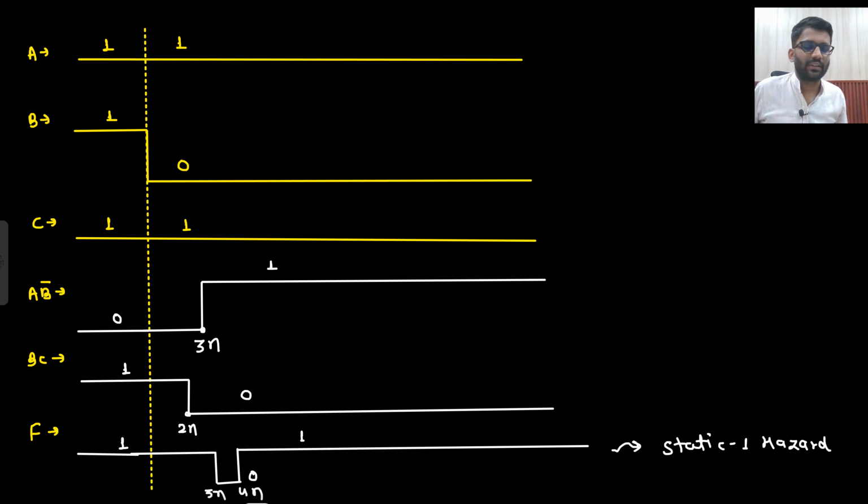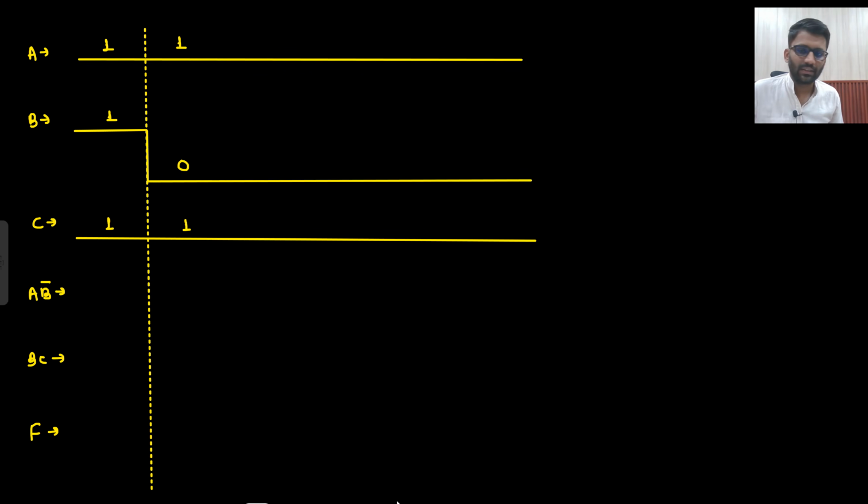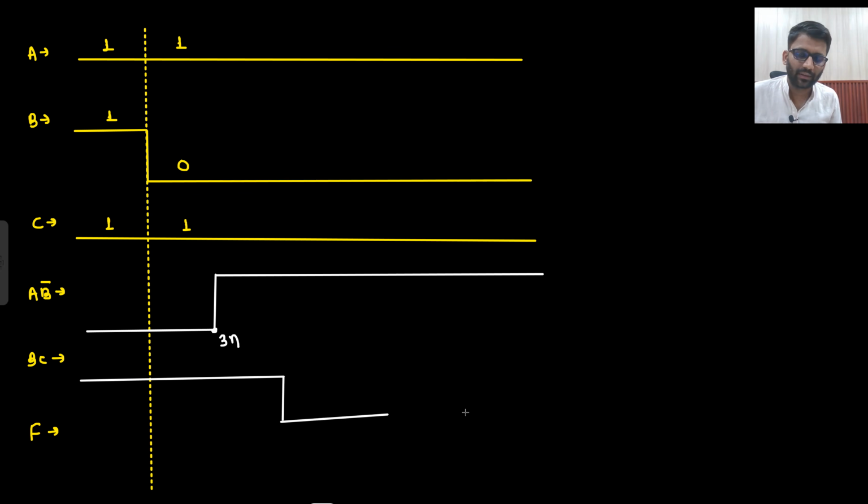Now solve this question. This was the first one. Here you got to know there is static 1 hazard. Solve this question. You need to draw the timing diagram. Inputs are same, just the delay has changed. This has become 4 nanosecond. So this waveform will be same as this. That one will go from 0 to 1, but after the delay of 3 nanosecond. What will the next one say? B into C. Yes sir, I will go from 1 to 0, but I need the time of 4 nanosecond.